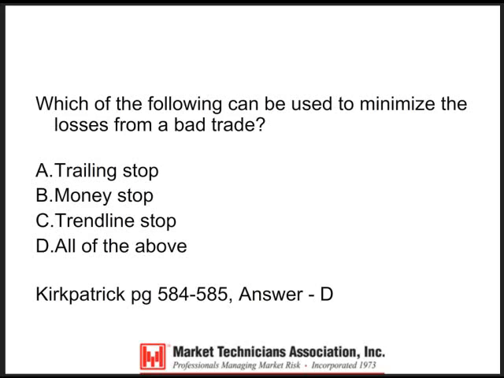A money stop has to do with the amount of money you are willing to lose in any trade. And a trend line stop uses a chart to say, something's been in a trend and I don't want to lose that trend line support, so anytime you break it, that will be your trend line stop.